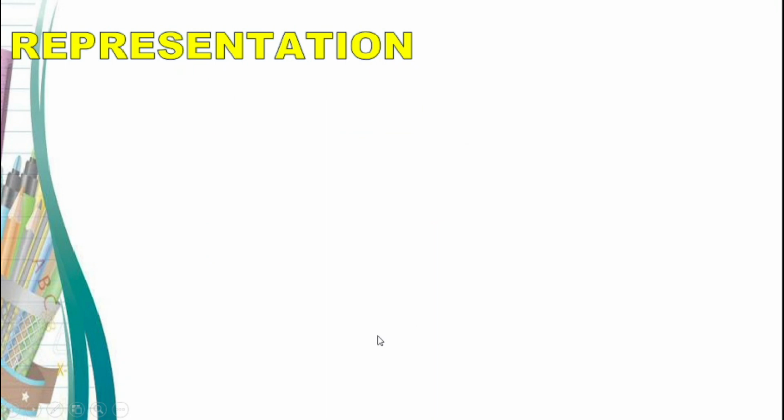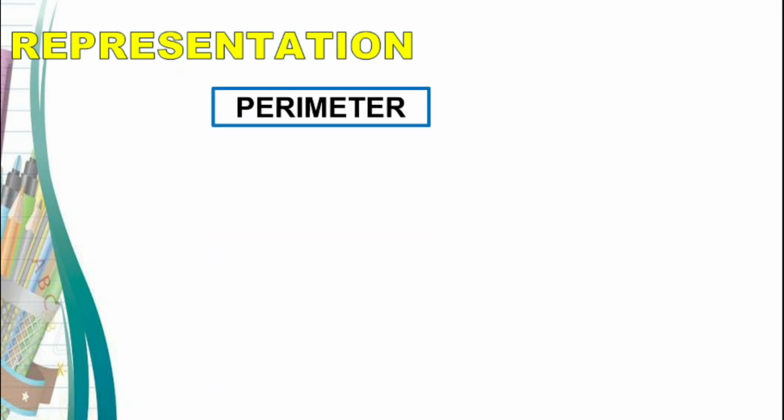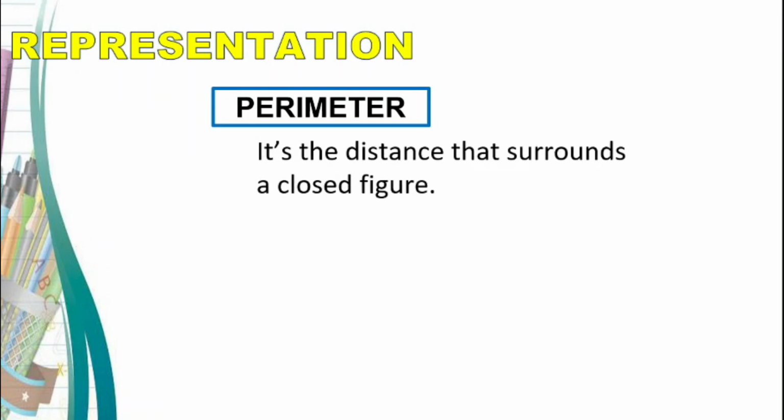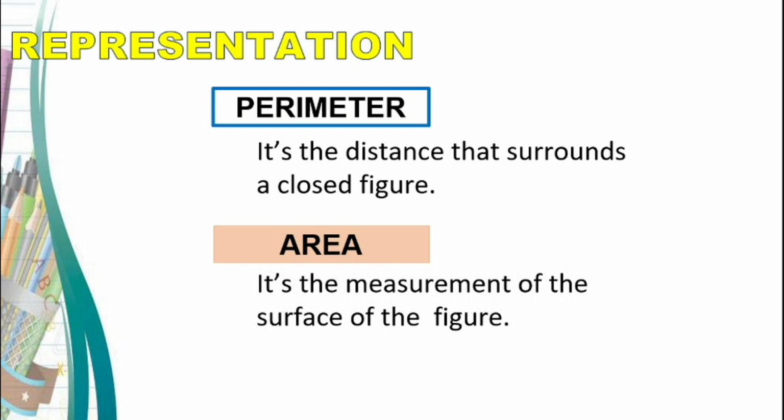And then for representation, perimeter is the distance that surrounds a closed figure. So we can represent this one as a distance surrounding the closed figure, and an area is the measurement of the surface of the figure. So for this one, we represent this one as the perimeter. It surrounds the closed figure, while the area is the measurement of the surface of the figure. This would be the measurement, all in all, of the surface of the figure.